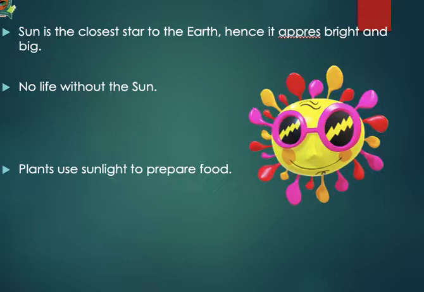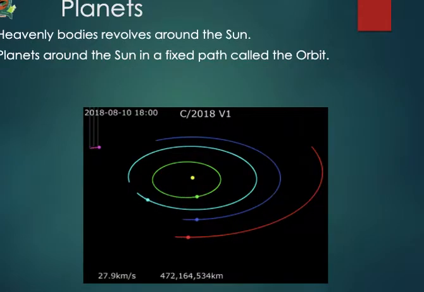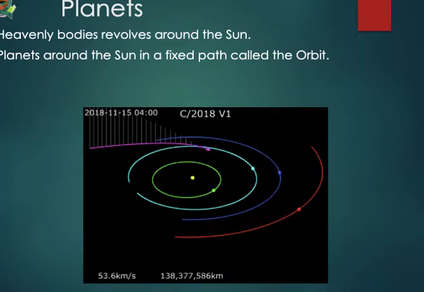No life without the Sun. Plants use sunlight to prepare food. Okay, now. Heavenly bodies revolve around the Sun. Planets going around the Sun in a fixed path is called the orbit.